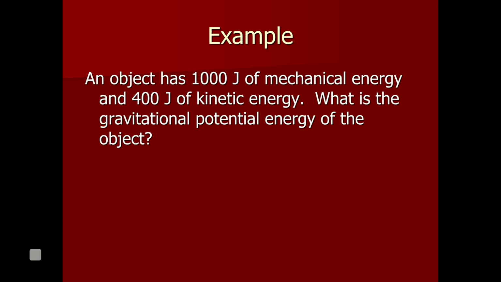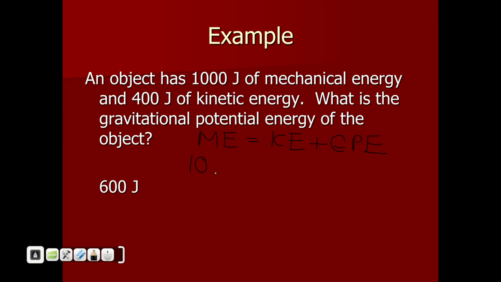Now, here's another one. An object has 1,000 joules of mechanical energy and 400 joules of kinetic energy. What's the gravitational potential energy? All right. In this one, I got to subtract: 600 joules. Because again, I'll make it very, very clear. Mechanical energy equals kinetic plus GPE. This time I know the mechanical energy, 1,000 joules, equals 400 joules of KE plus X. X equals 600. I mean, I don't need to go much farther than that.